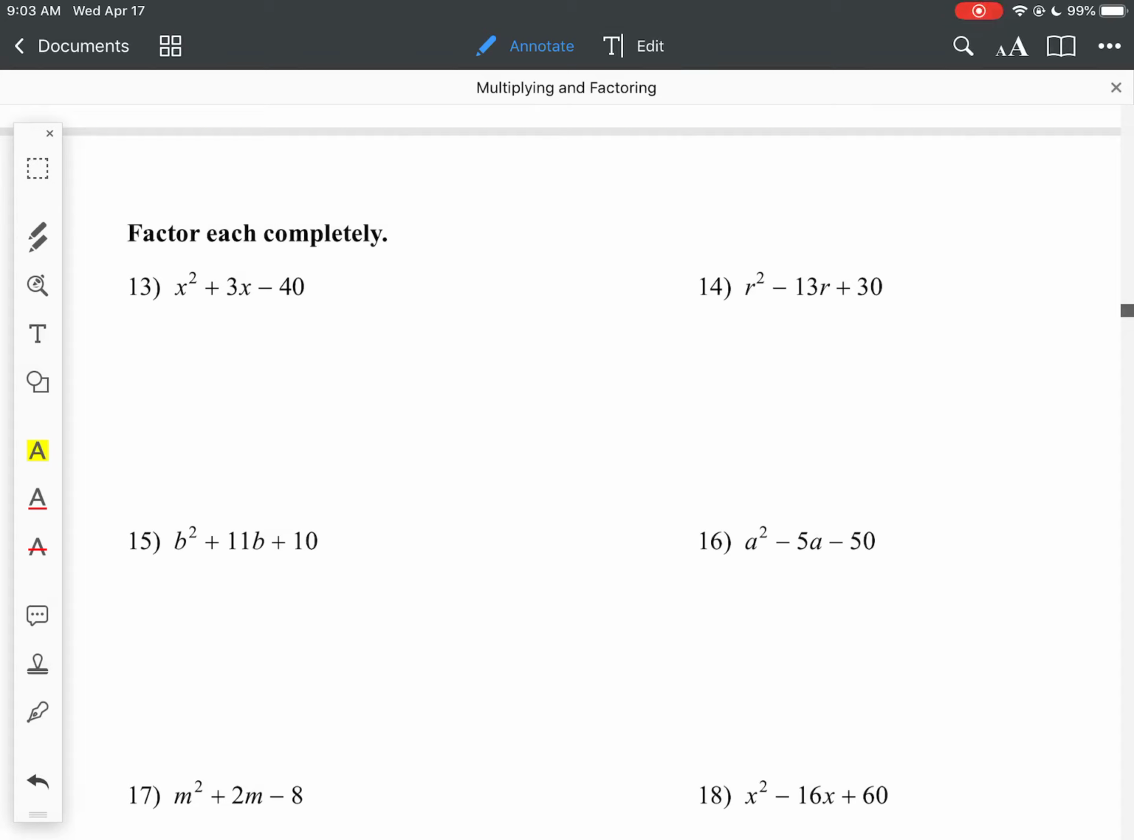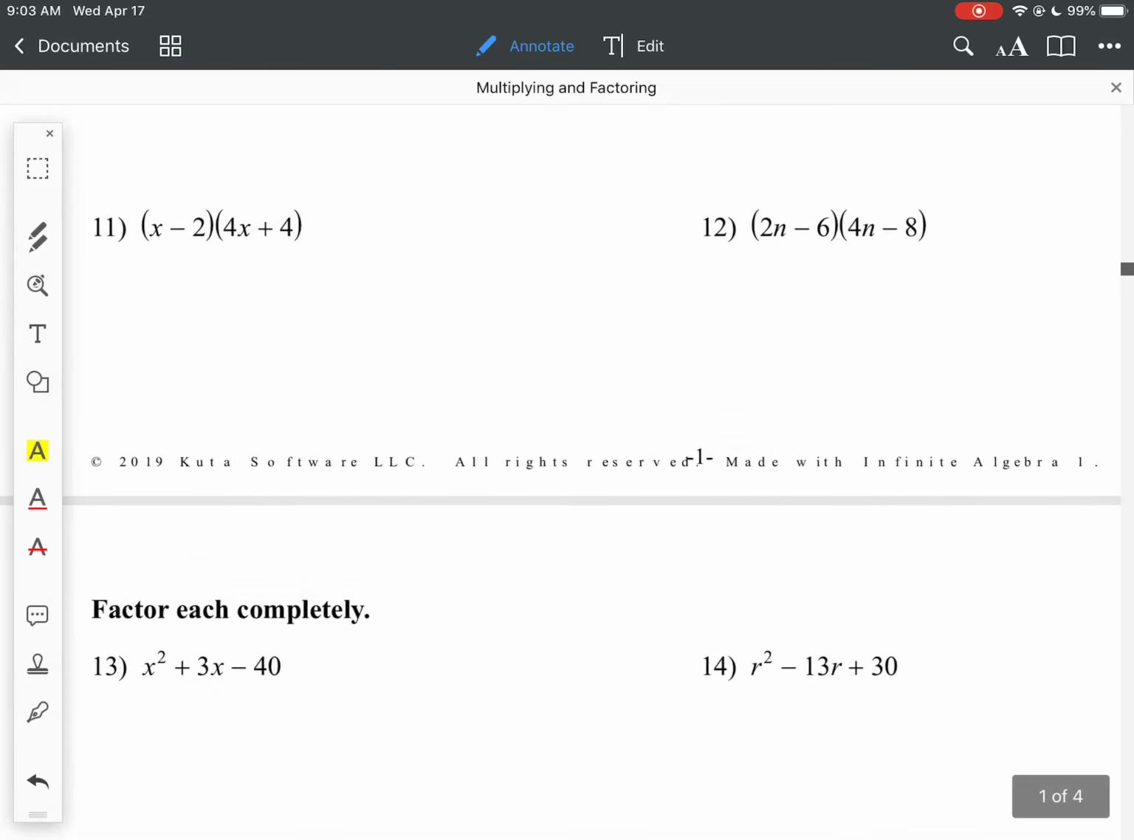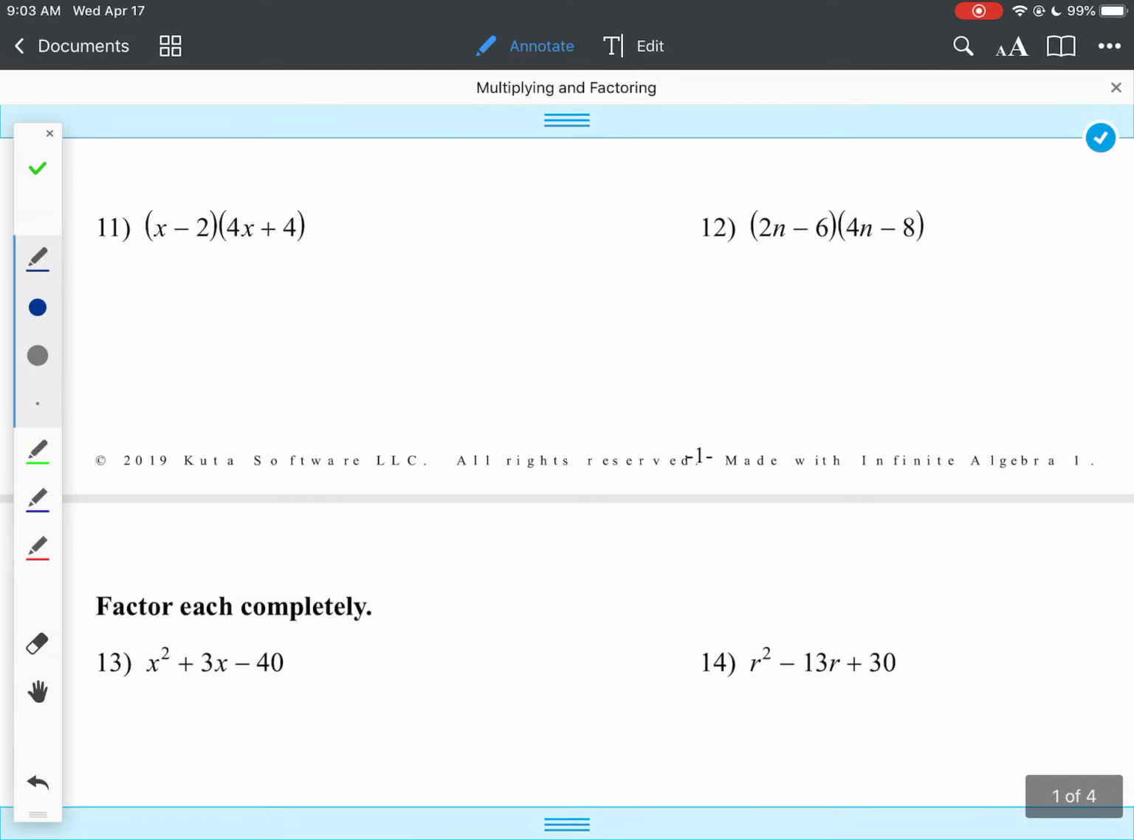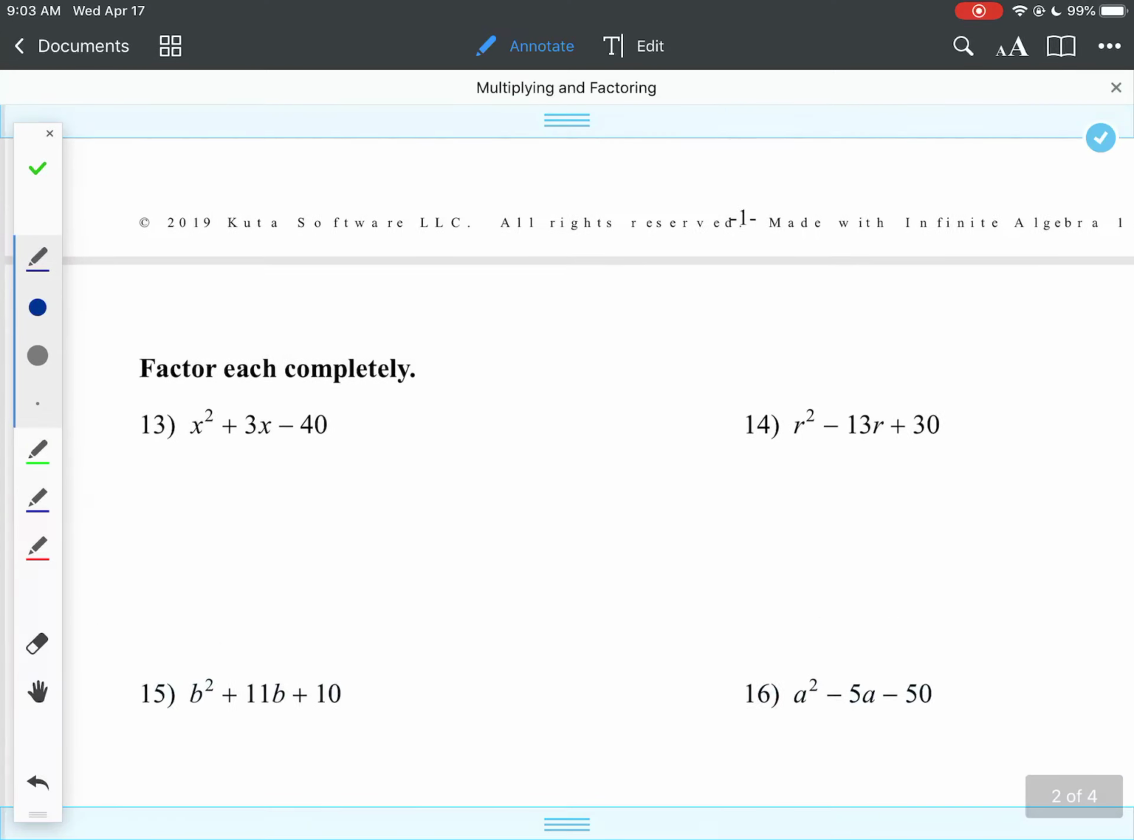Alright guys, this is our review lesson for our groups with factoring. So if you remember our last group, we did multiplying the binomials, like those up here. Now we're going to go backwards.